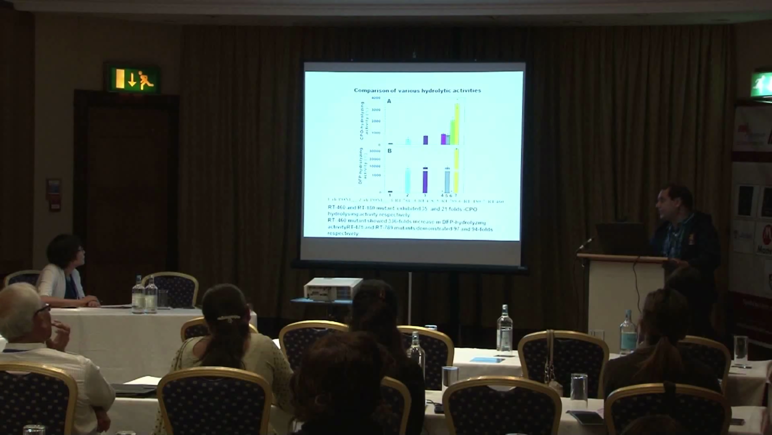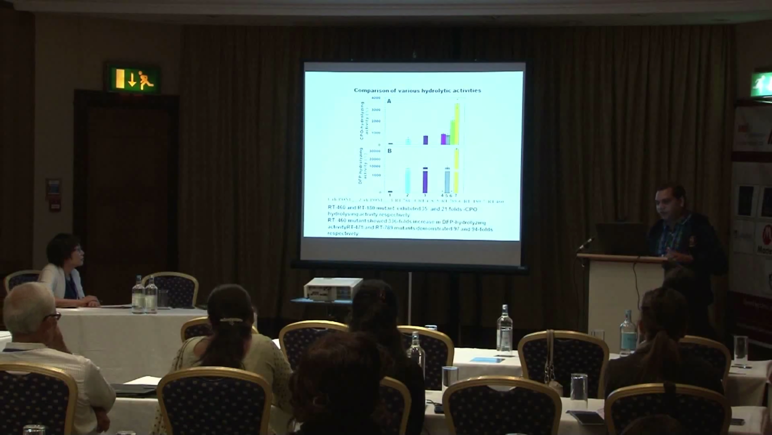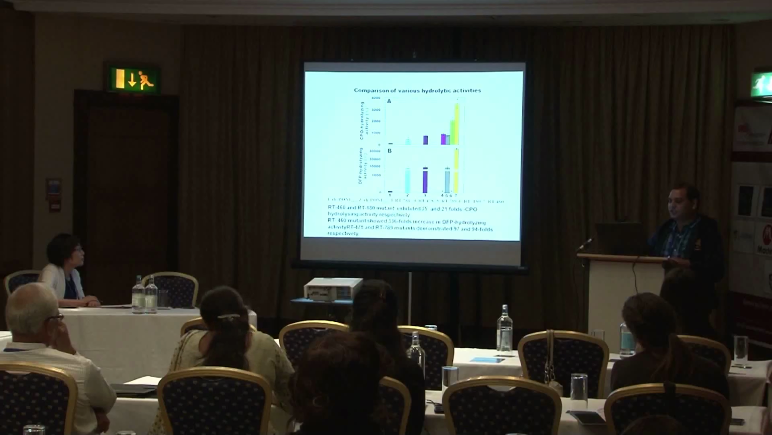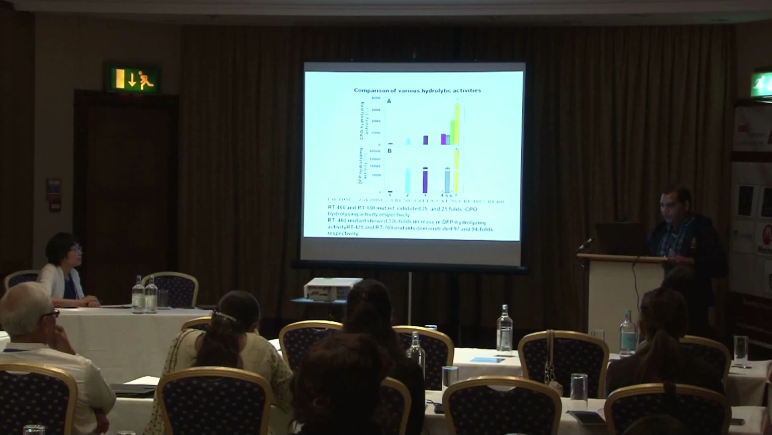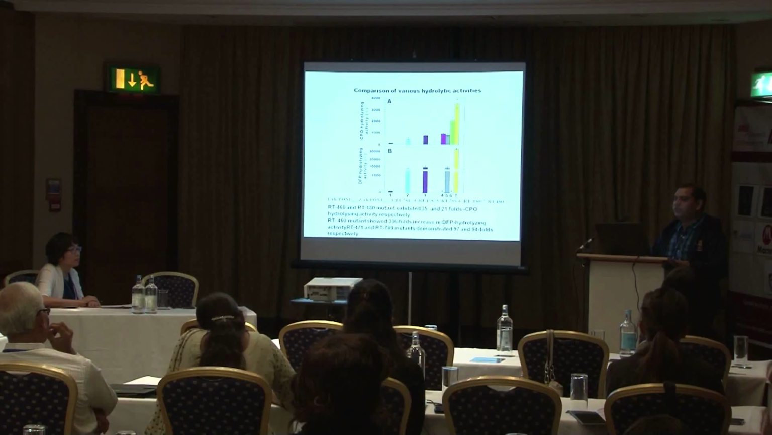After that we also did the DFP, that is nerve agent, hydrolyzing activity. Here also we found a very good activity. It was having around 336-fold increase in DFP hydrolyzing activity in 460, whereas in RT478 and 789 it was around 97 and 94-fold more activity.